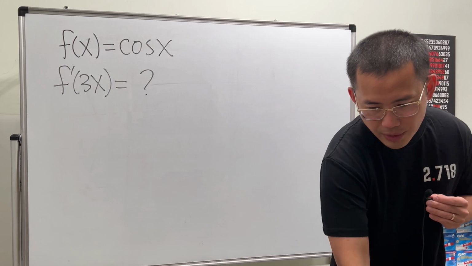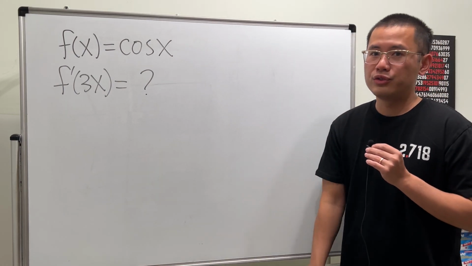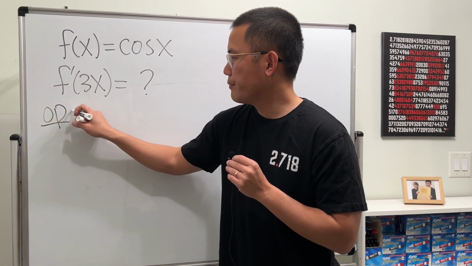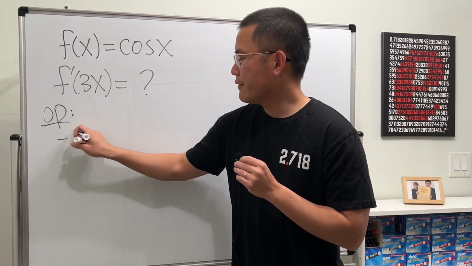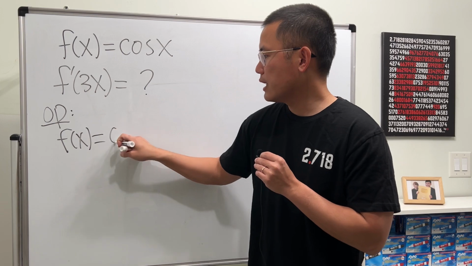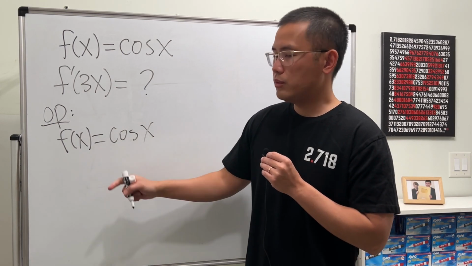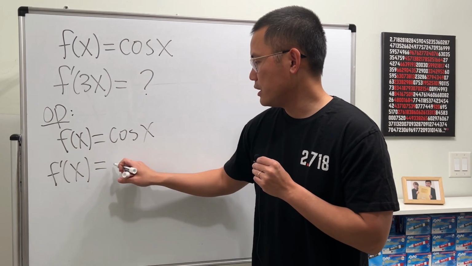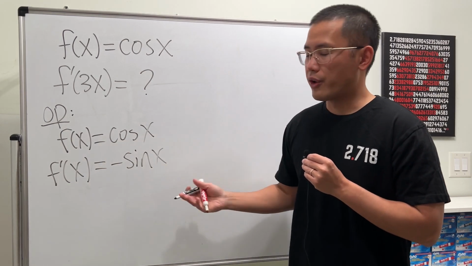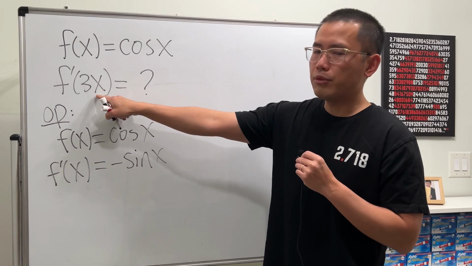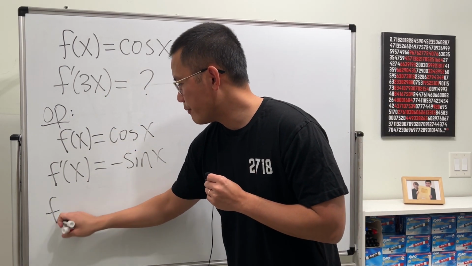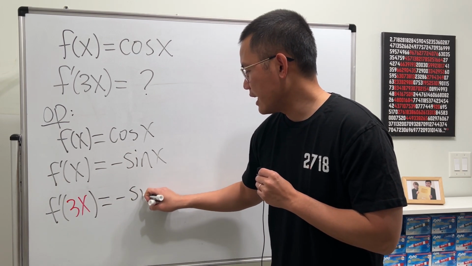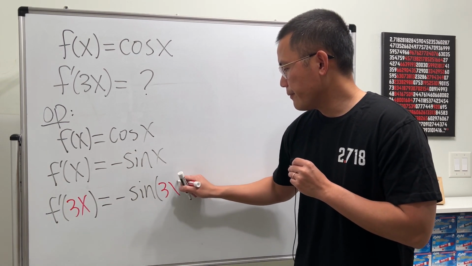Alright, so for this right here, I think it's just a bad notation part, because this is what the original post did. OP. Because if you take a look, we have the function f of x, which is cosine x, and then we can get the derivative, which is f prime of x, and that's just going to be negative sine x. Sure thing. And then we just have to plug in 3x into here, right? F prime 3x, so the answer is just negative sine of 3x.